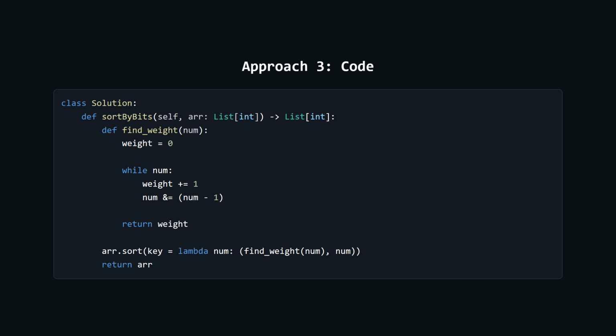Look how beautifully simple the code becomes. Our findWeight helper function doesn't even need a mask variable anymore. As long as the number isn't 0, we just bump up our weight counter and use that magic formula to chop off the lowest 1 bit. Once all the ones are chopped off, the loop ends. We pass this hyper-efficient helper function right into our sort key, just like before.